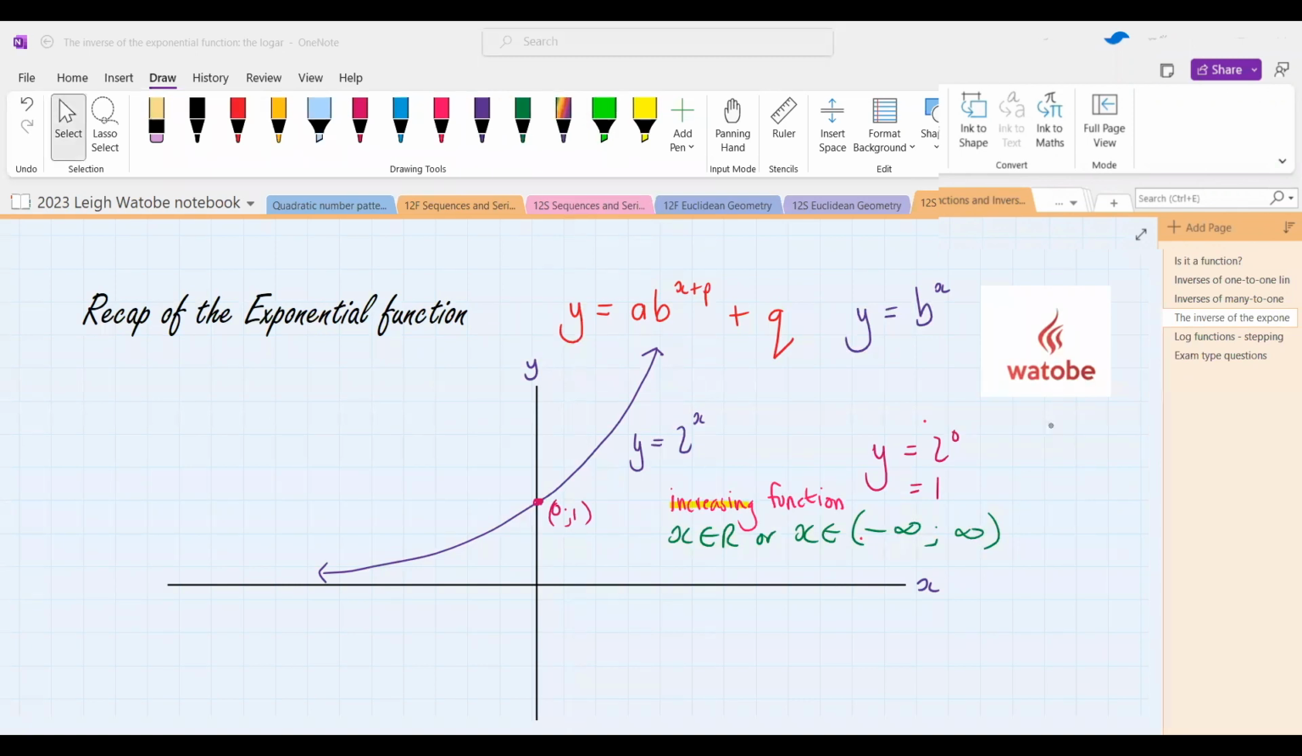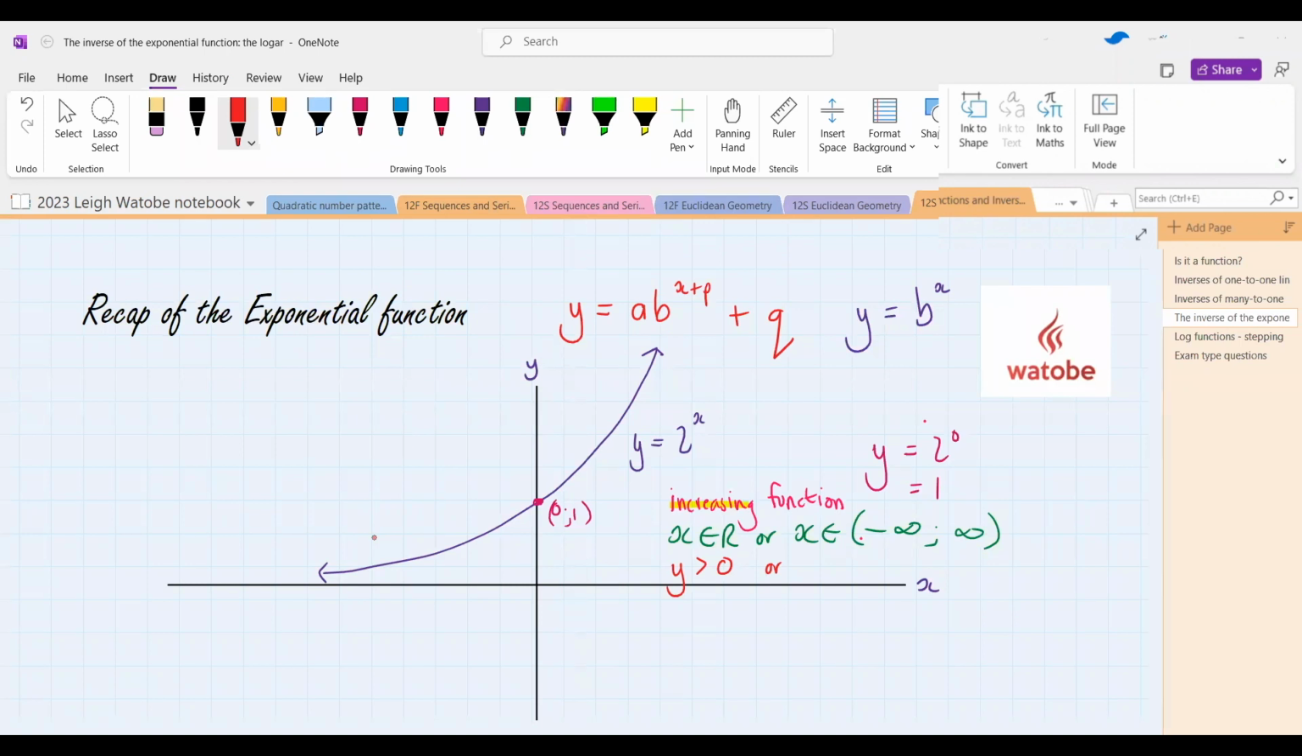Okay, and then the last thing that we just need to talk about here is what is our range? This is obviously very important because we have an asymptote now. So that means that we have a value that y is not able to equal. So what we would say in this case is that y is greater than 0.